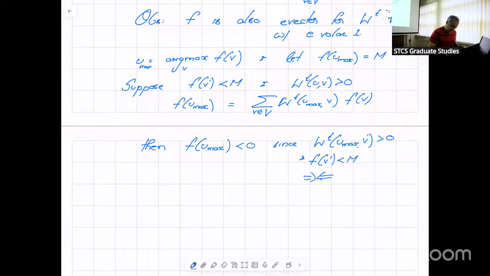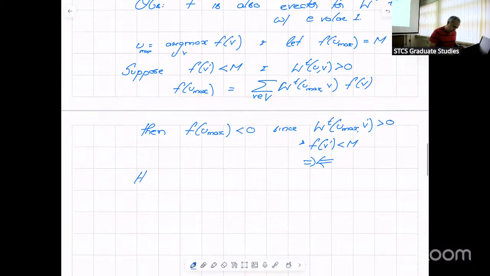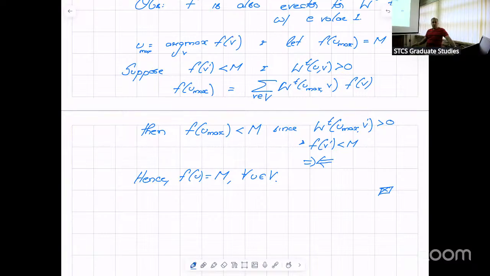Contradiction. Hence, it's lesser than M. Sorry, what did I say? F max is less than M. Hence, FU equals M for all U. Therefore, once you have irreducibility, this is the same proof as before, it will just percolate.